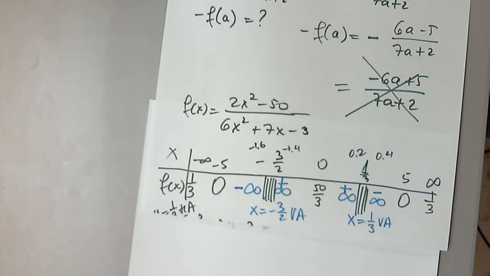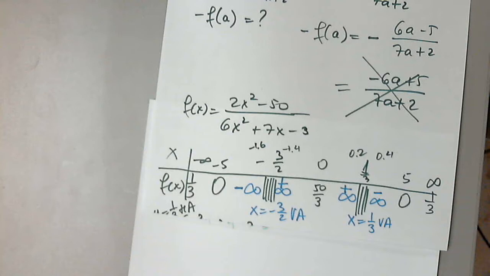On the other side, from positive infinity, crossing at 0, 50 divided by 3 is what? 16 and 2/3. Okay, fine. So it's coming from positive infinity, crossing the y-axis at 0, 16 and 2/3, and going to positive infinity. Okay. On this side, it's coming from negative infinity, crossing at 5, 0, and approaching 1/3.